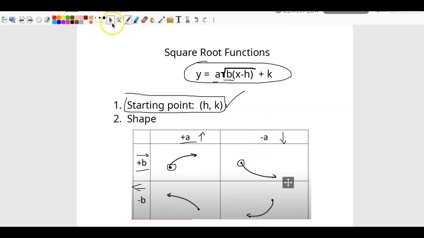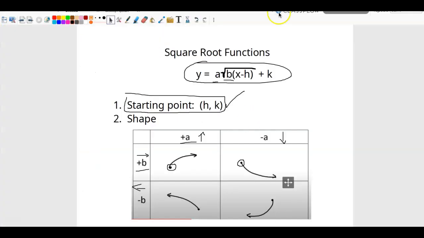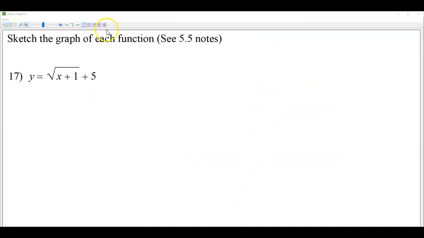Okay, so let's go ahead and take a look at one of those problems. All right, so on this one, we are missing some numbers. So let's fill them in a little bit. Notice that there's no a value in front of the square root, so we can assume that's a 1. Notice also there's no b value in front of the x, so we can assume that's a 1. Now we've got all of our numbers there.